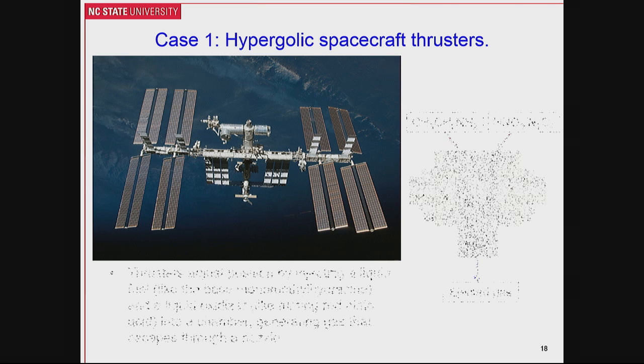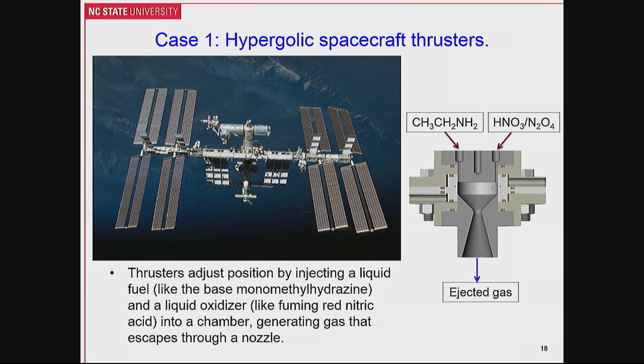Well, of course, it's actually creating gas by injecting a liquid fuel like monomethyl hydrazine, a very nasty base, with a liquid oxidizer like fuming red nitric acid, a very nasty acid. The big danger is not to the astronauts, it's to the people on ground loading up the supplies. But what happens when you throw an acid and a base together in the chamber, it generates gas coming in here and thrusts out gas, ejecting it, causing the spacecraft to move as a result.